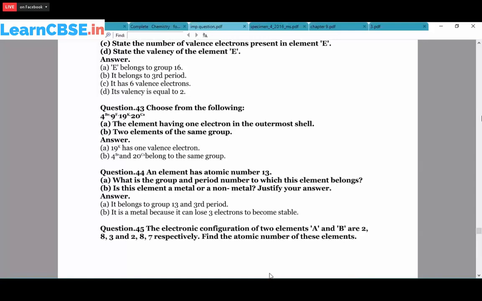Two elements of the same group: beryllium and calcium, because both the elements end up with the same number of valence electrons.